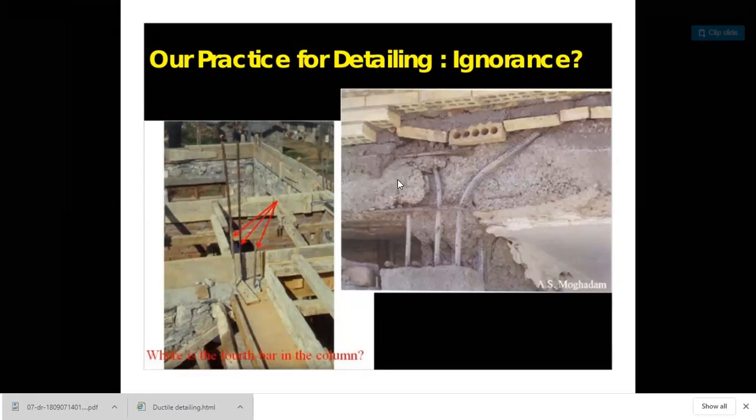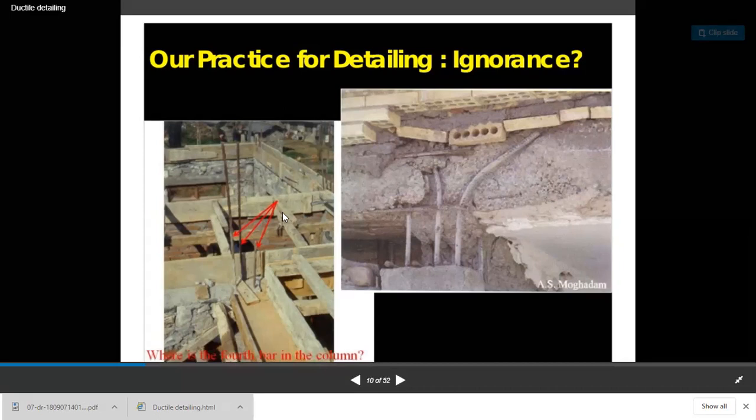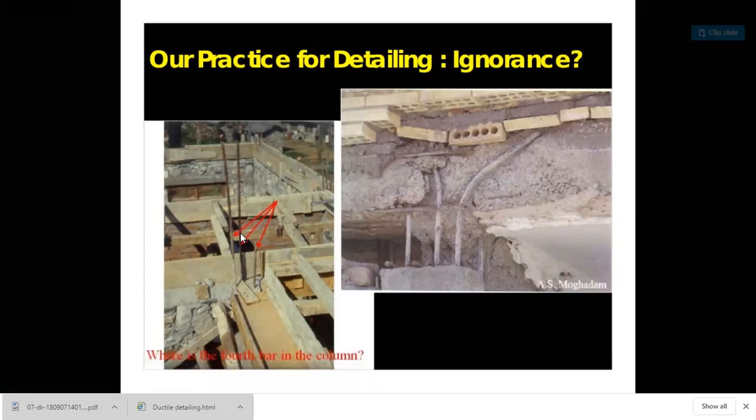In that framework you can see the column having four bars with respect to the vertical direction, but in this picture the red color shows that only three bars are available here. There are no four bars for the column, the vertical column. Only one bar is missing from that area. So we have to take care of this small ignorance while planning and constructing our building.